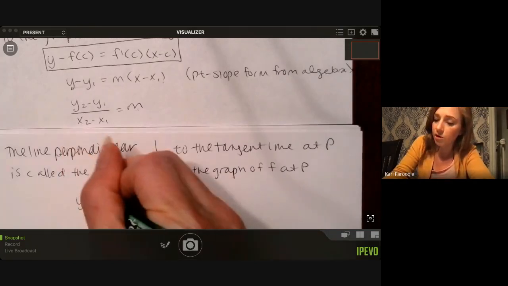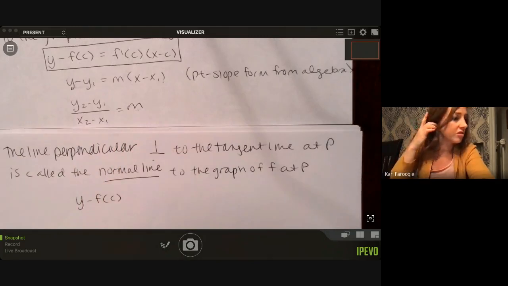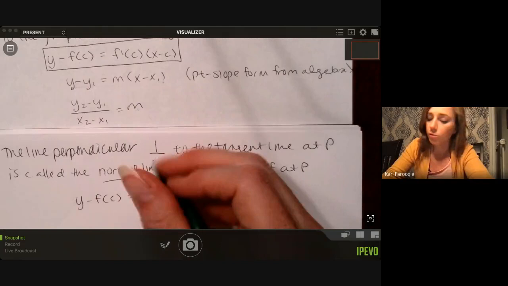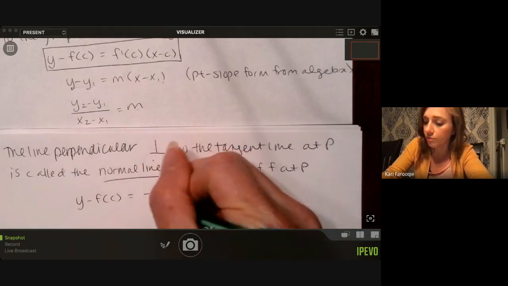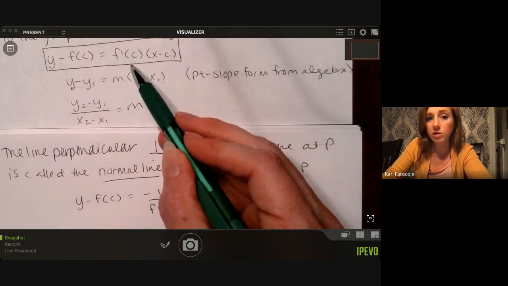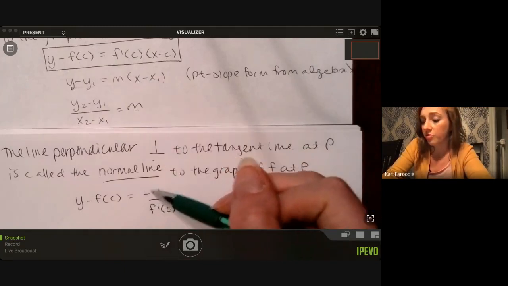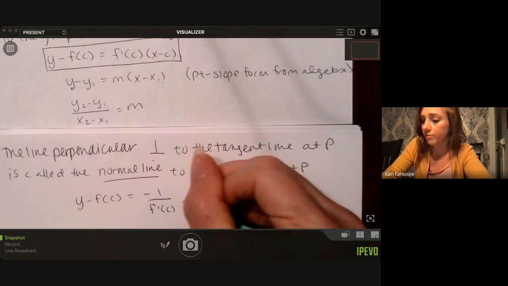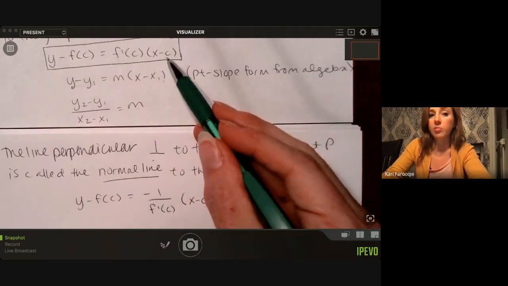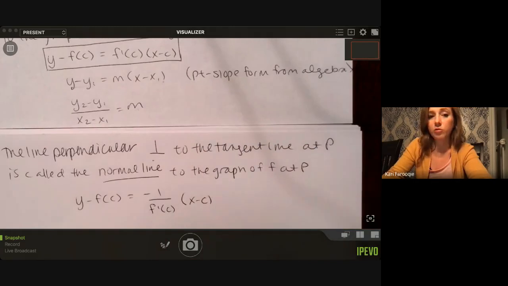So the y minus f of c part stays the same. The only difference is we're going to switch out f prime of c with negative 1 over f prime of c. So instead of talking about the slope like we did here, we're going to do the opposite reciprocal of the slope, but everything else will stay the same. We're still going to multiply that by x minus c, just like we did before.